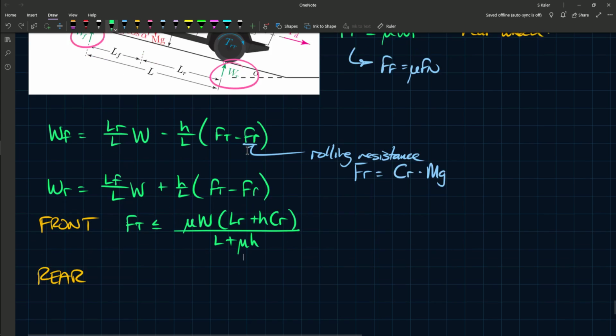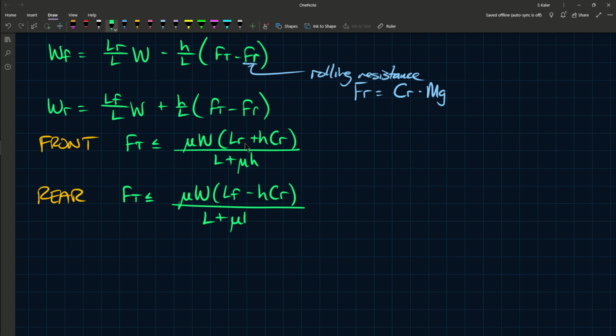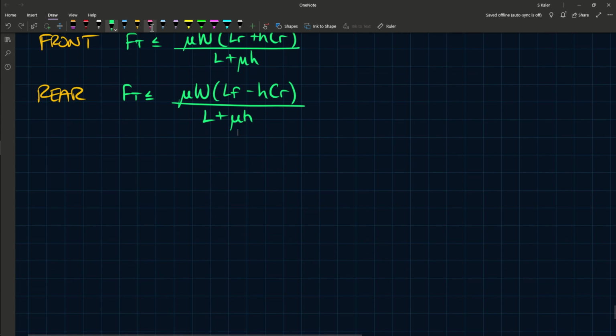And for the rear wheel vehicles, it'll be FT is less than or equal to mu W LF minus H CR, divided by L plus mu H. And so these expressions will give you what the maximum limit on these should be. So why don't we just take an example of a practical situation.